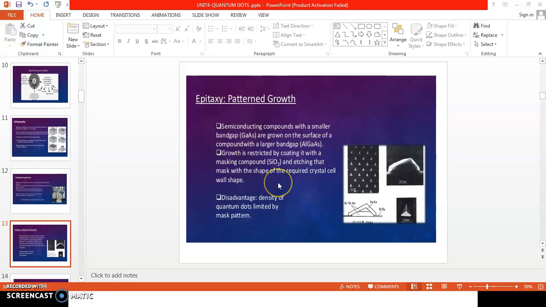Growth is restricted by coating it with a masking compound, that is silicon dioxide, and etching that mask with the shape of the required crystal cell wall shape, as clearly indicated in this picture. The main disadvantage is that the density of the quantum dots is limited by the mask pattern.